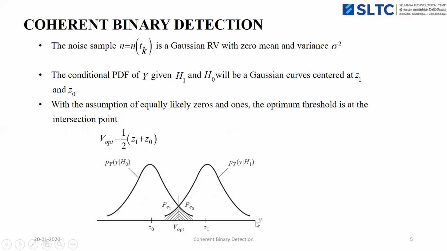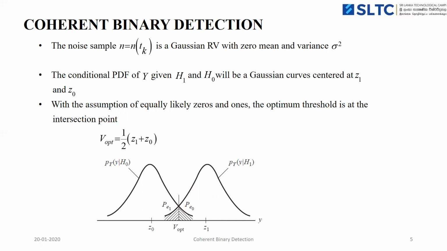PE0 means the probability of error when bit 0 was transmitted, and PE1 means the probability of error when bit 1 was transmitted. Now assume that bit 0 was transmitted from the transmitter. Then if the received signal is greater than V optimum, the optimum threshold, it becomes an error.